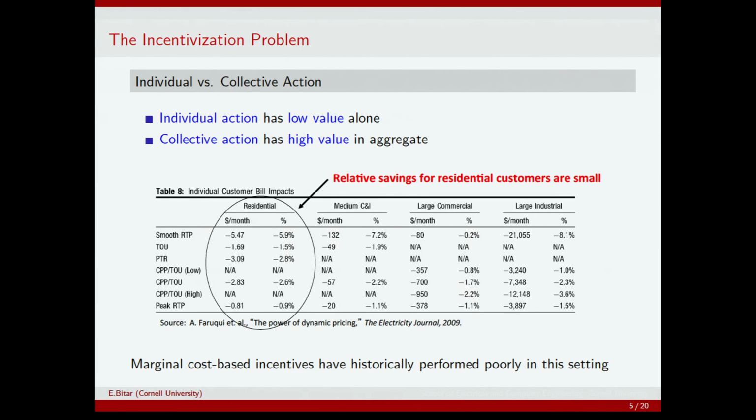So the key point here is that individual action has low value, which leads to low value to the customer. But collectively, the action of many individuals, thousands or hundreds of thousands, is quite valuable to the utility in aggregate, right? And so the utility can actually save quite a bit of money by having 100,000 people reduce their temperature. So instead of paying each individual for their contributed marginal benefit, can you somehow pool the total benefit and design a mechanism which gives some people more and maybe some people nothing?